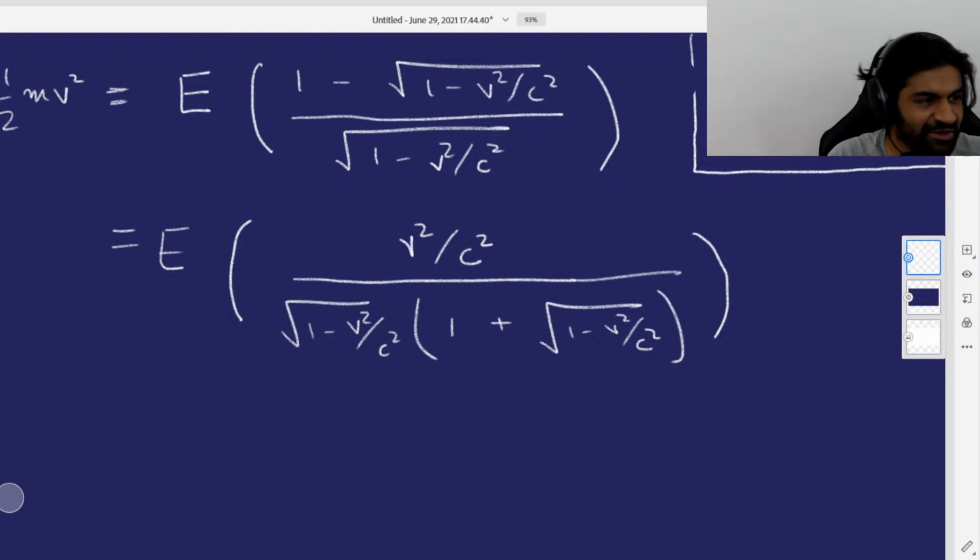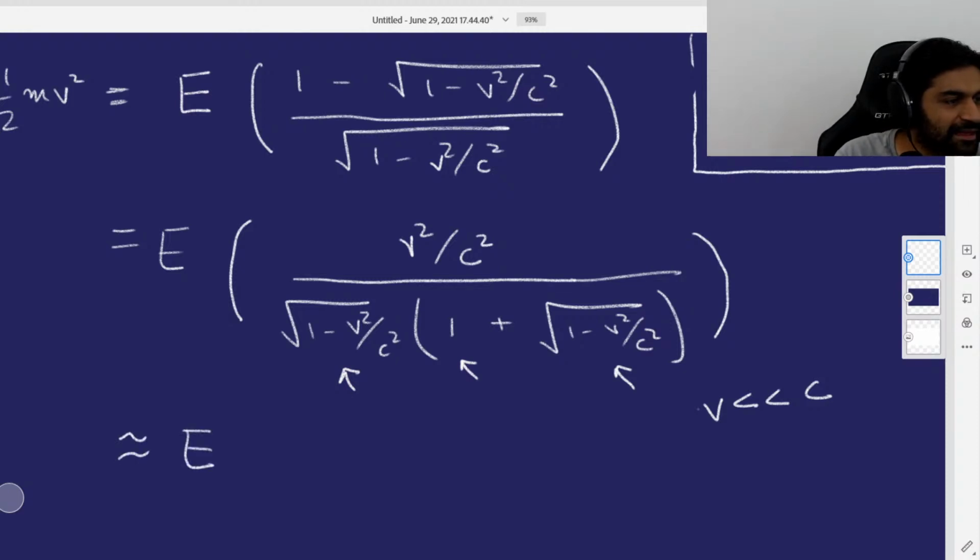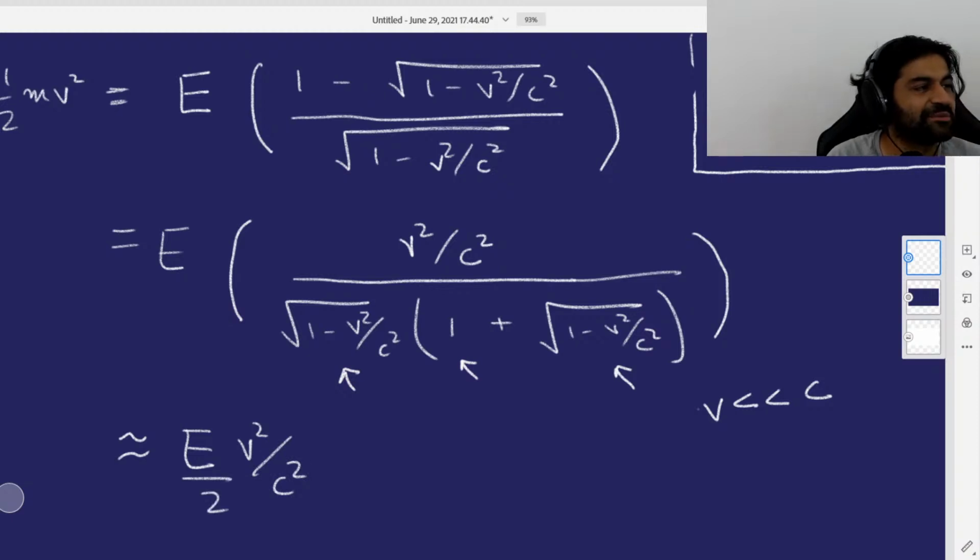OK? But remember, the velocity that you're driving by with, you can just assume it's much smaller than c, right? You can just assume that v is much less than c. In which case, the limit of the denominator is just going to be 2. This will limit to 1. This will limit to 1. So that's 1 times 1 plus 1, which is 2. So you have that this is approximately E times v squared over c squared divided by 2.